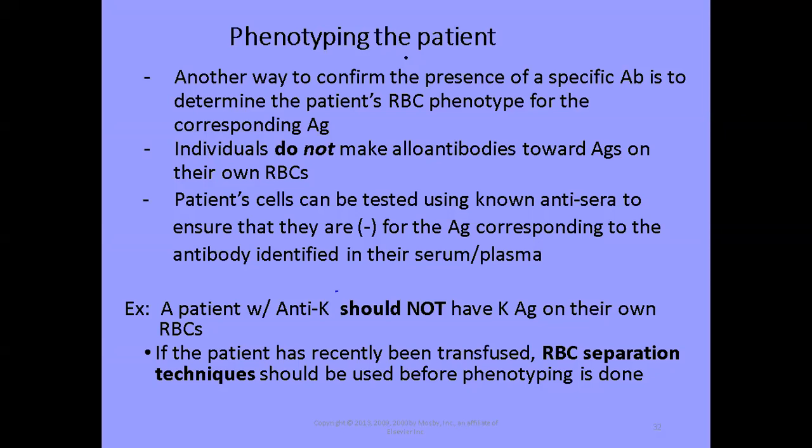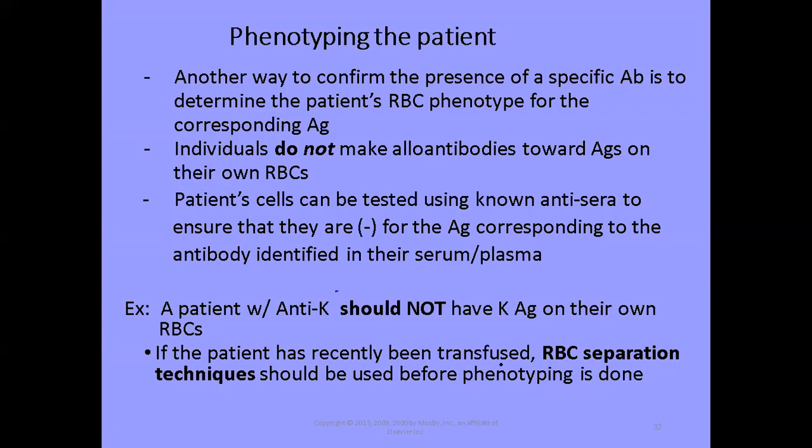So phenotyping, in our case, we're going to take the anti-K and add a drop of the patient's 3 to 5% red cells, and it should not agglutinate, and that's going to confirm that they really do have anti-K. It's another way to do it. So it's known anti-sera. Okay.